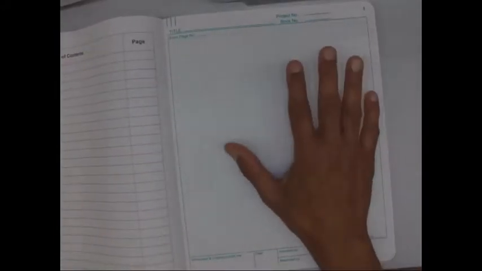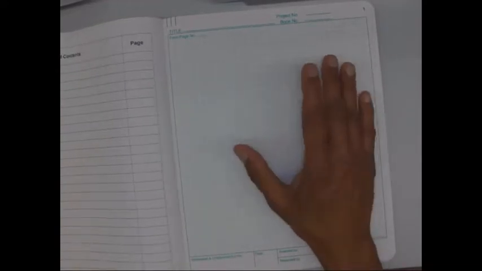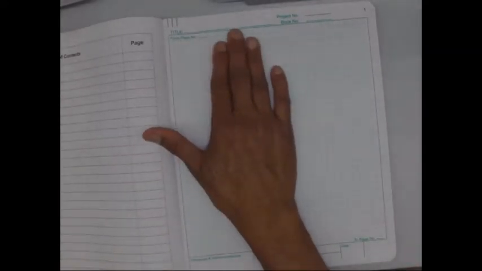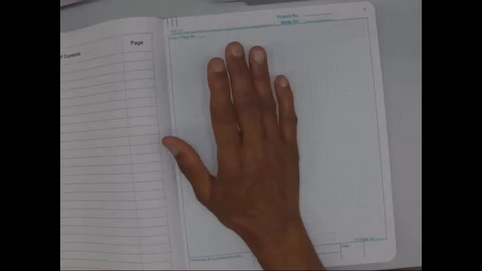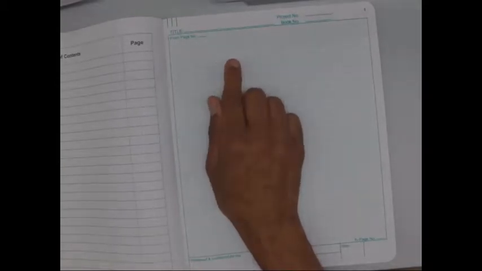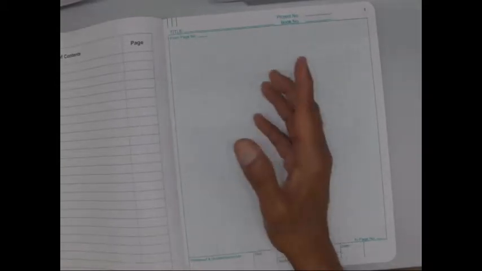Book number for this particular book, if it was the first book, will always be 1. The book number does not change throughout the book. Title is the name of the lab or activity or project or the discussion which you are participating in and recording here.